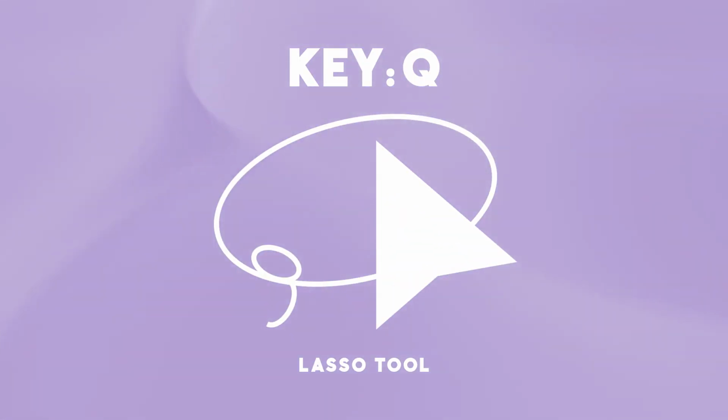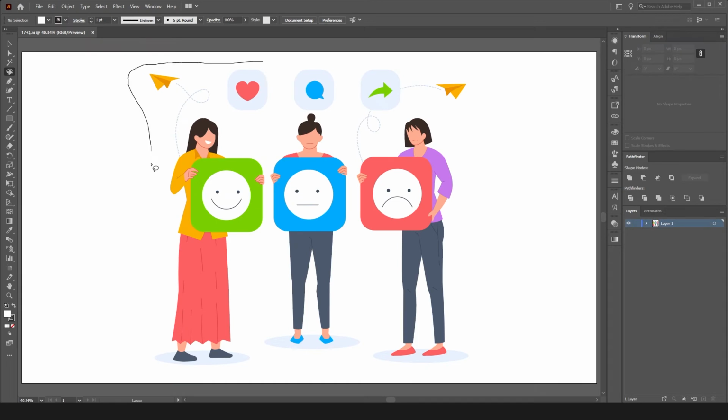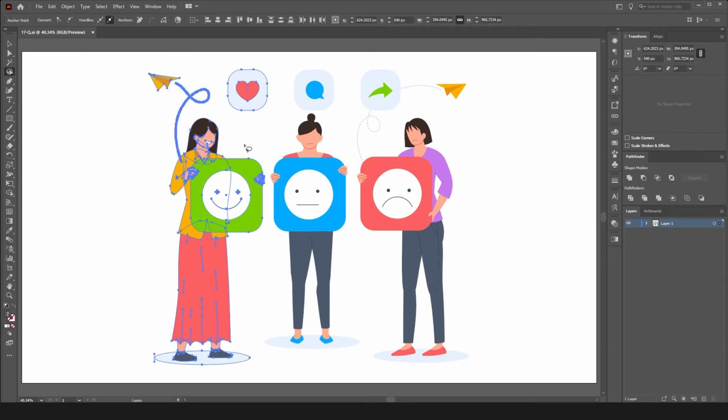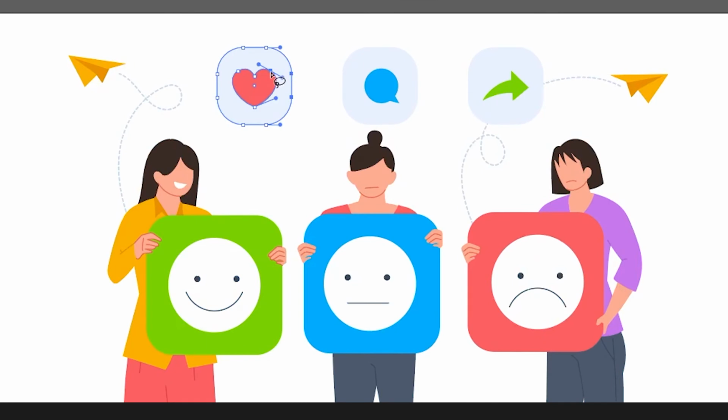Q is for Lasso tool. The Lasso tool lets you select objects, anchor points or path segments by dragging around all or a part of the object.